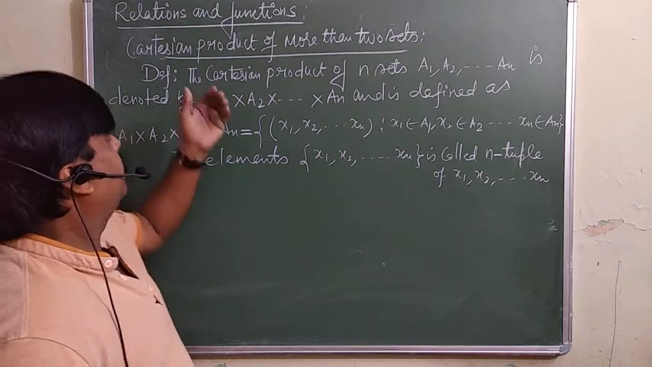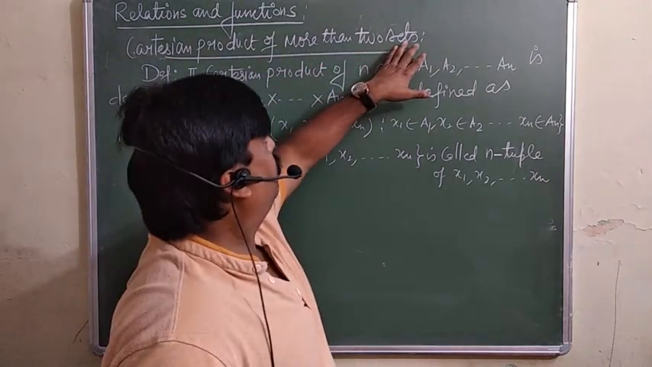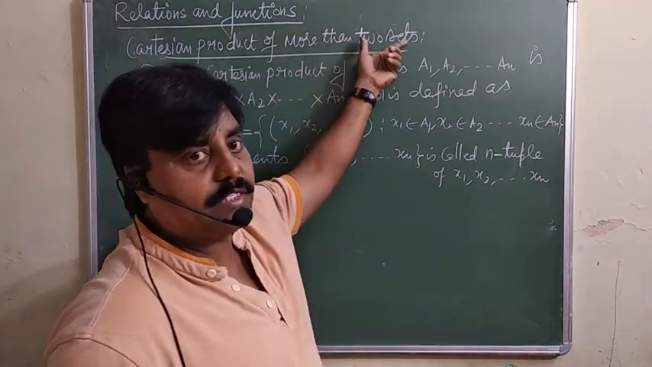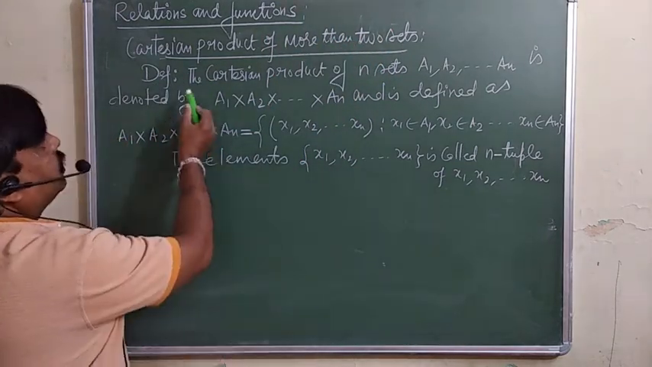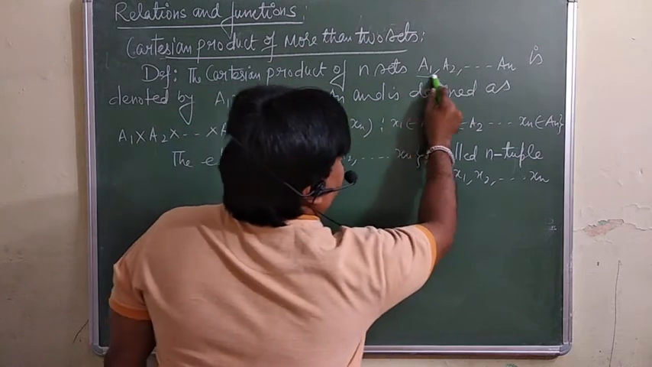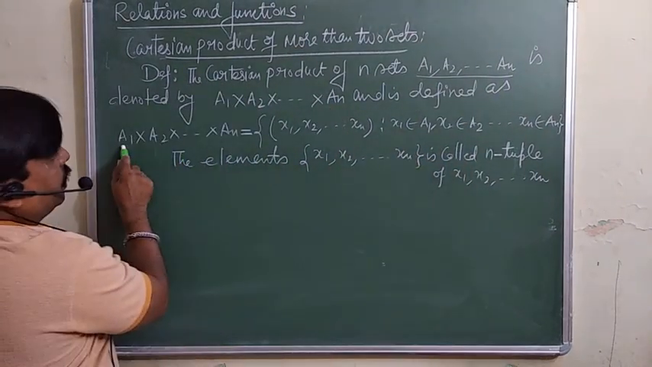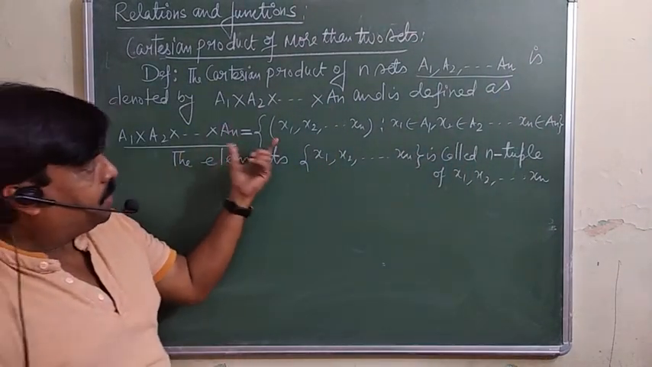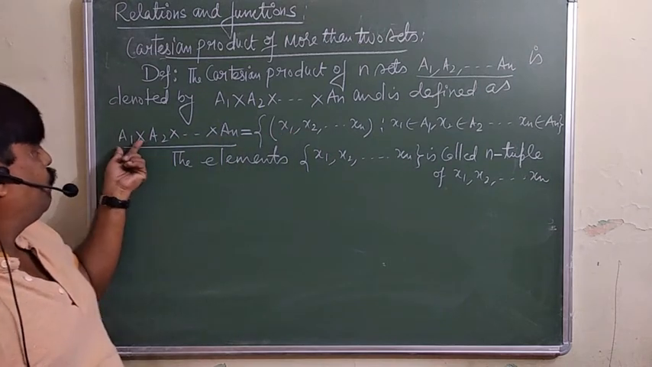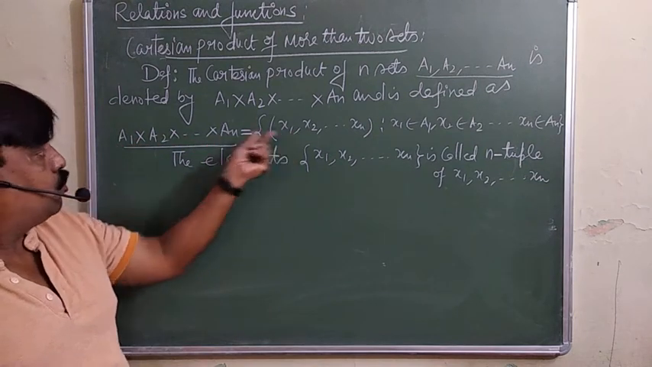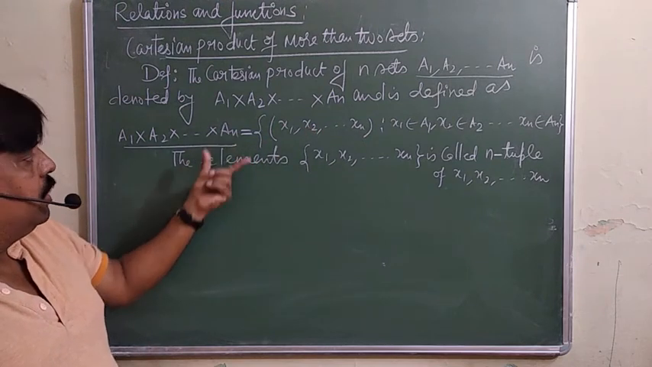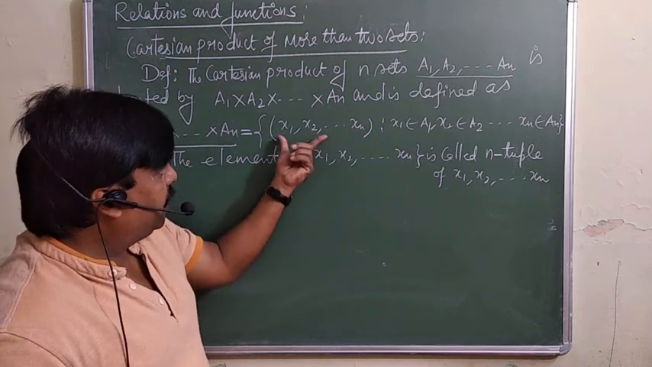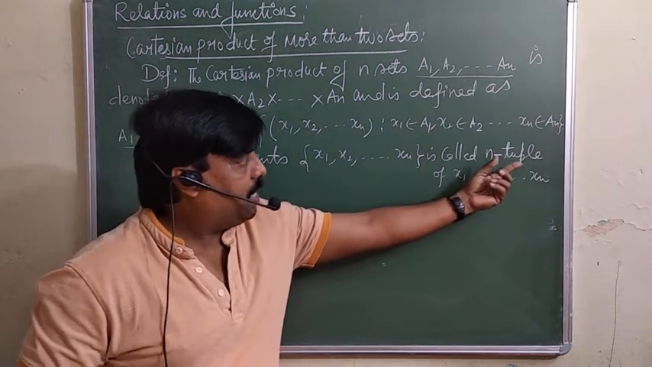Now, the Cartesian product of more than two sets. Suppose there are n sets and you want to write the Cartesian product of these n sets. The same method applies. The first component should be from the first set, the second from the second set, and xn must be from the last set. This (x1, x2, up to xn) is called an n-tuple.